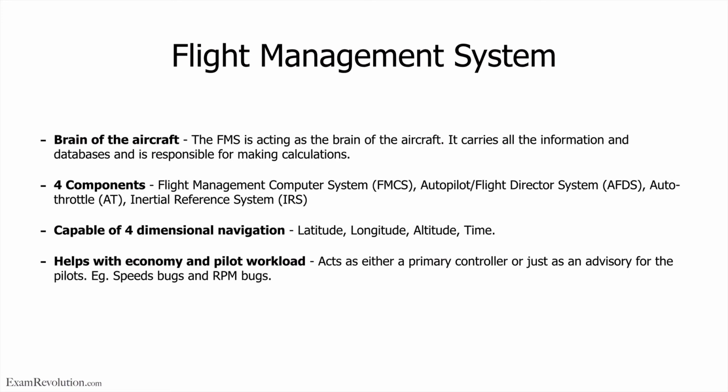And it's basically got 4 components. So the flight management system itself has got 4 components. And these 4 components are the flight management computer system, so the FMCS, that's the computer itself. Then you get the autopilot or the flight director system. Then you get the auto throttle and the inertial reference system. Now, like I've said to you, for now, don't worry about the inertial reference system too much.